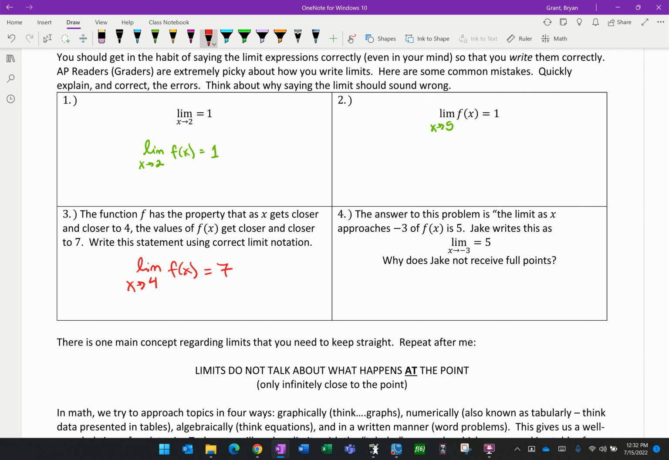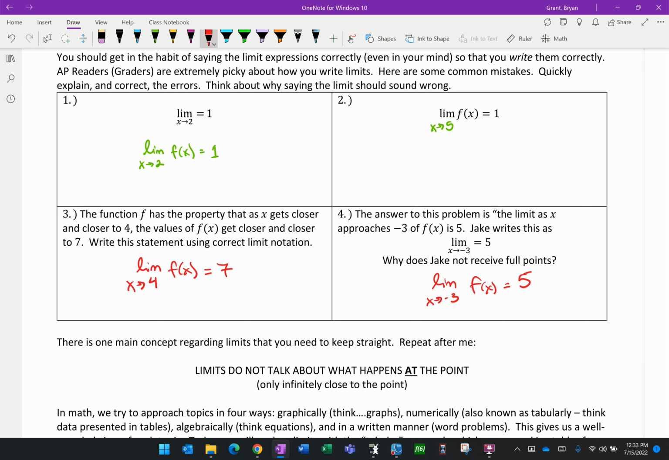Last but not least, the answer to this problem is the limit as x approaches -3 of f of x is 5. Jake writes this as this guy right here. Why do we not receive full points? Well, this is just like number 1, isn't it? We forgot the name of the function, f of x equals 5.